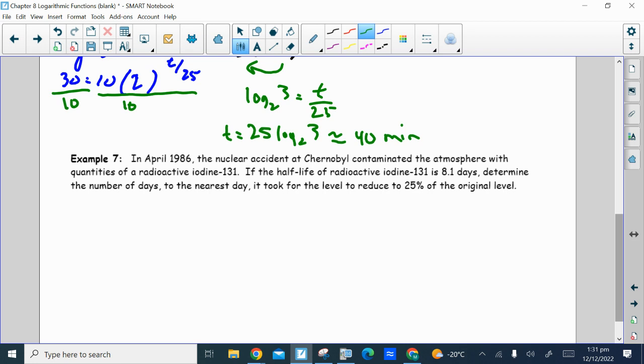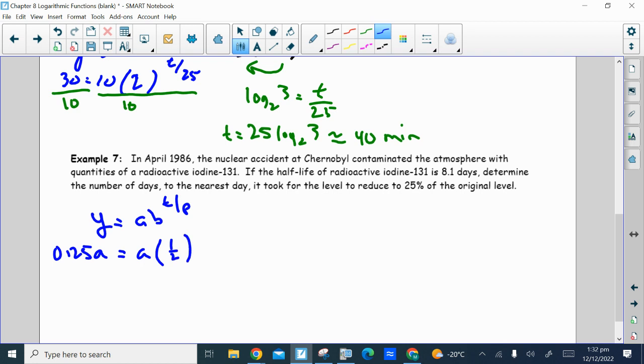Number 7, in April of '86, a nuclear accident at Chernobyl contaminated the atmosphere with quantities of radioactive iodine-131. The half-life of this was 8.1 days. Determine the number of days to the nearest day it took for the level to reduce to 25% of its original level. So the amount at the end y would be 25% or 0.25 of what we started with, which is A. A is the amount that we start with.